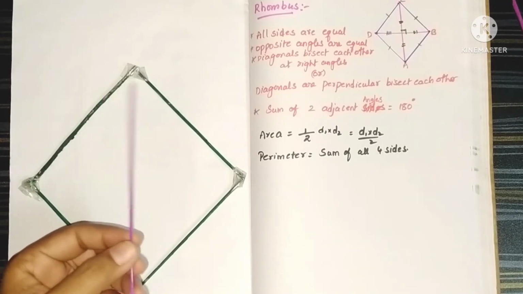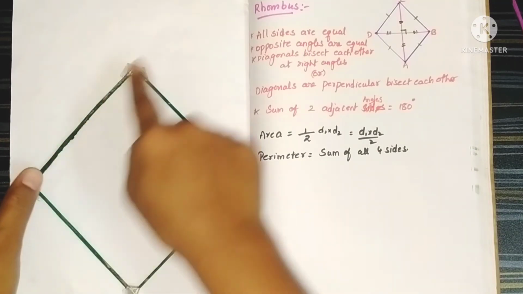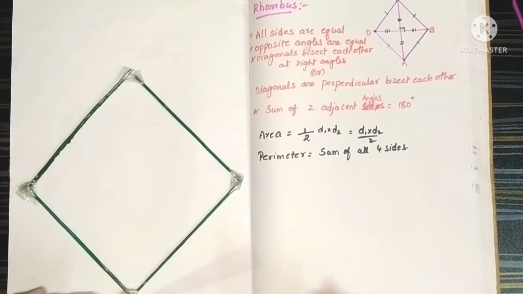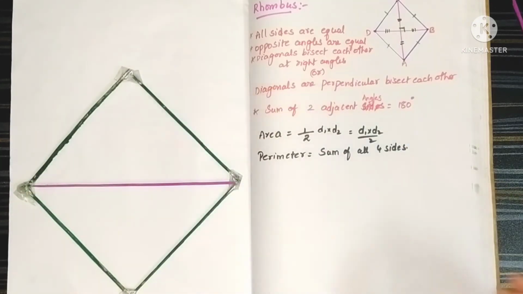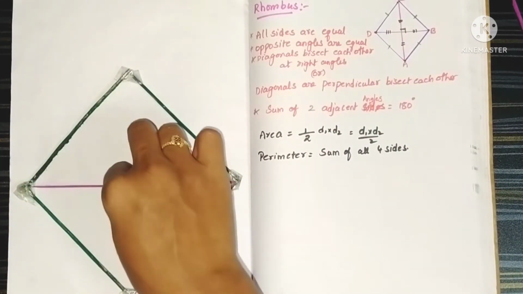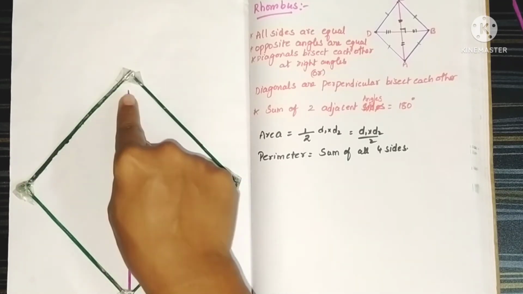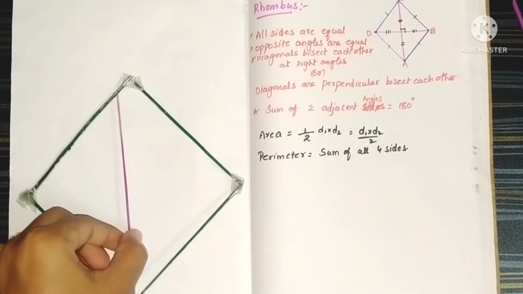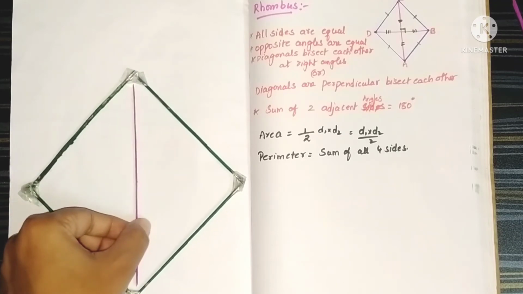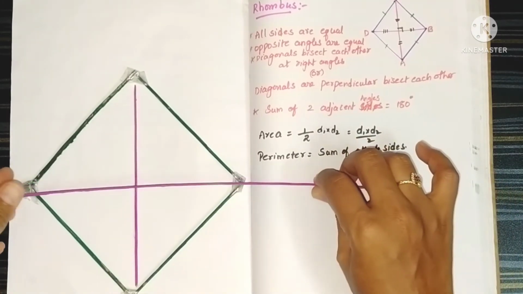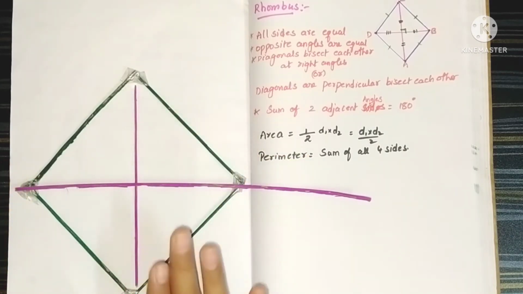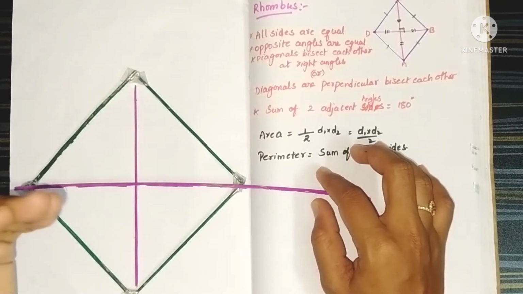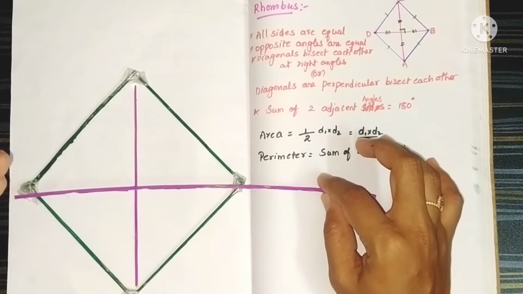Next, rhombus. In a rhombus, all sides are equal, and opposite angles are also equal. See, this one diagonal is exactly fitted, right? And if I put the same stick like this, some space is there, so we can say diagonals are not equal in a rhombus. But diagonals bisect each other perpendicularly. If I put it like this, the angle here is a right angle, clearly you're observing? So diagonals bisect each other and are perpendicular, but are not equal.